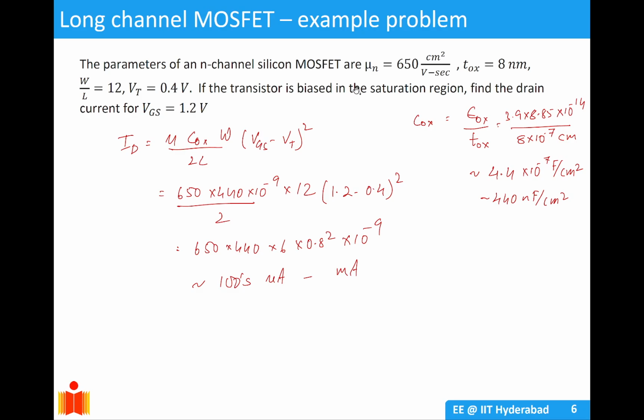We are in the saturation region, so we will use the saturation region current formula: ID equals mu Cox W by 2L (VGS minus VT) whole square. Now all the values you know: mu is 650, Cox you calculated as 440 into 10 power minus 9, W by L is given as 12, VGS is 1.2 and VT is 0.4. You put all of those values in, and the ID will come in the order of hundreds of microamperes to a few milliamperes.